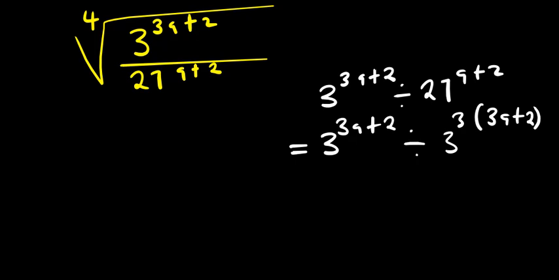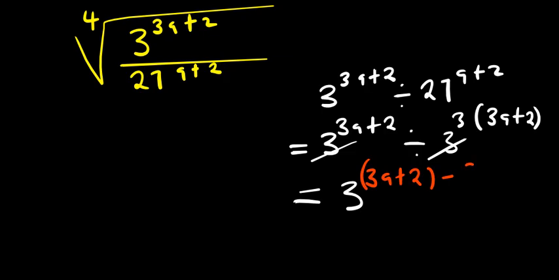Okay, now that we've got this, because the bases are the same, what do you do? You're just going to get one of them. Then what are you going to do to the powers? You're going to subtract the powers. So what are we subtracting? We're subtracting 3a plus 2. This was subtracting from minus 3a plus 2. So that is what we have.